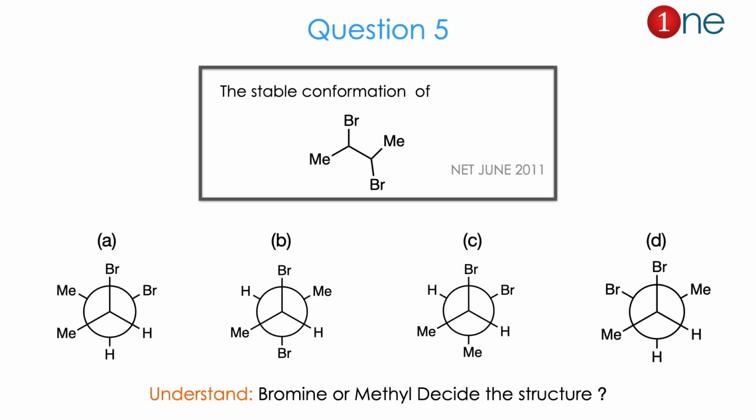Then question number 5. The starting material is dibromobutane. They ask you to find the stable conformation. The conformation can be bromine nearby, bromine away, methylene nearby or methylene away. Here the question is really about whether bromine or methyl decides the structure and its stability. The answer is B. Let us see how.